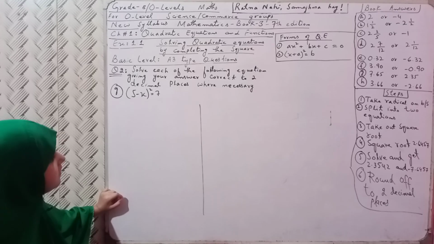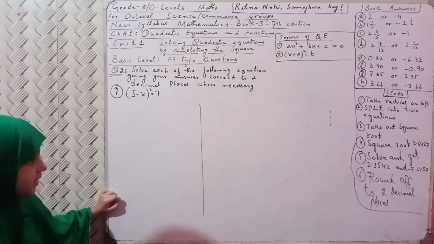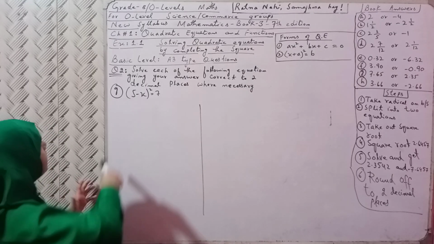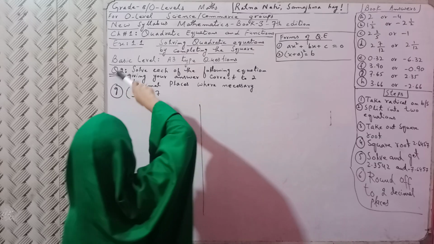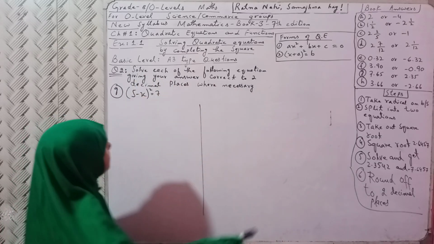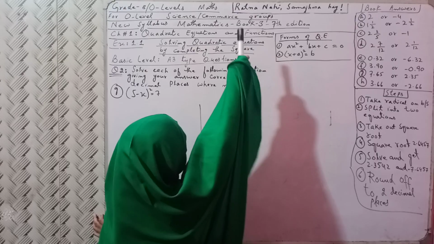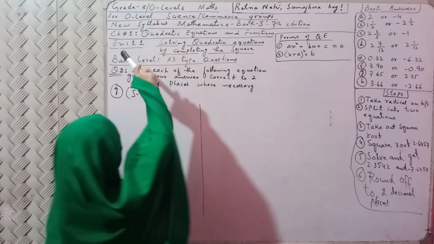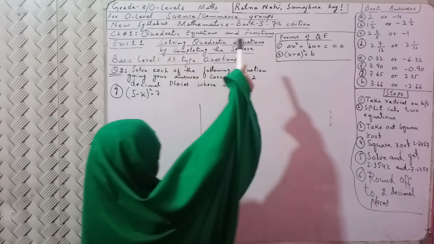Is Faizan Islamic School System, Hyderabad, Pakistan. Today we are going to learn grade 8 O-level maths for O-level science commerce group, new syllabus mathematics book theory 7th edition, chapter number 1, quadratic equation and functions.